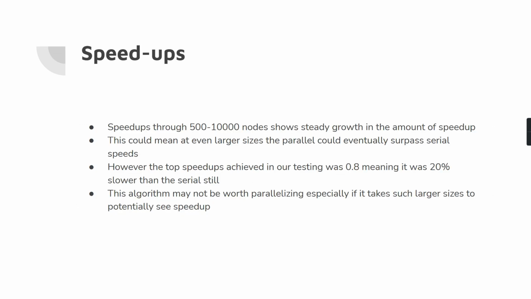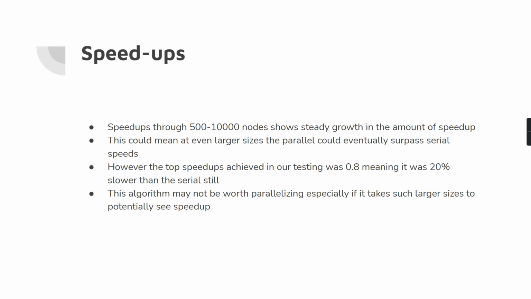And the speedups through the 500 to 10,000 nodes show steady growth in the amount of speed up. This could also mean that at a larger size, the parallel could eventually surpass the serial speeds. However, the top speedup achieved in our testing was 0.8, which is 20% slower than the serial still. So basically, we may have eventually achieved speed up with our parallel version had we gone much over 10,000 nodes. However, Dijkstra's algorithm just may not be worth parallelizing, especially if you need to be at node sizes that large to see the effects of the parallelization.